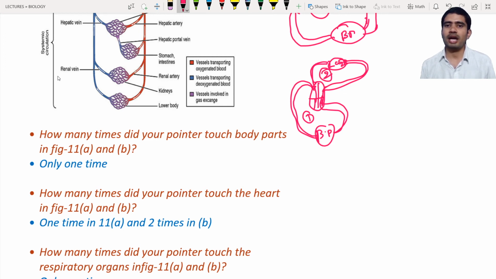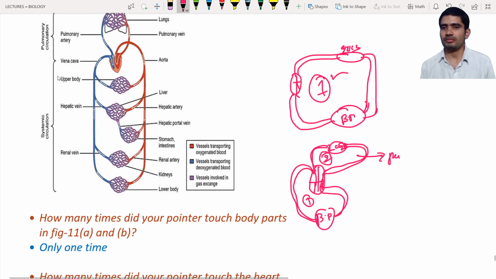This is known as pulmonary circulation. What is pulmonary circulation? Because the lungs are going to take the blood from the heart to oxygenate it. It converts the deoxygenated blood to oxygenated blood, and again the oxygenated blood will be pumped to the body parts. Hence you can see one is a pulmonary circulation, and one is a systemic circulation.